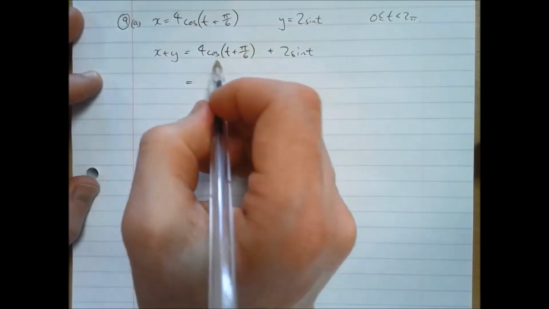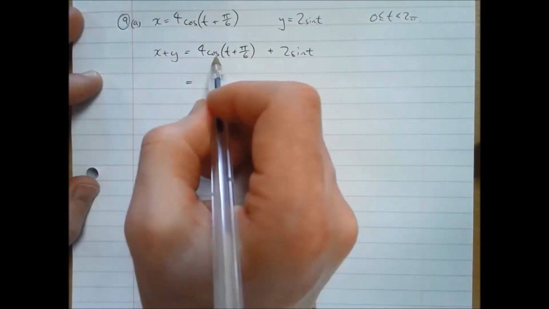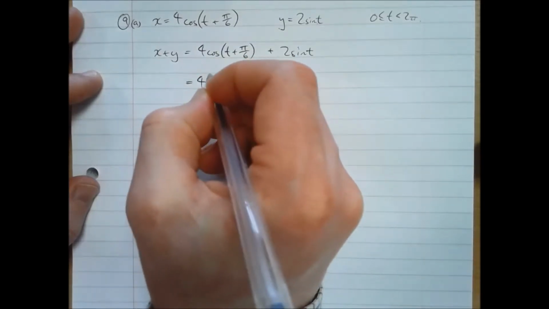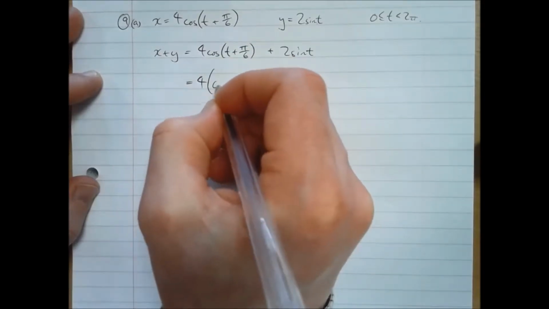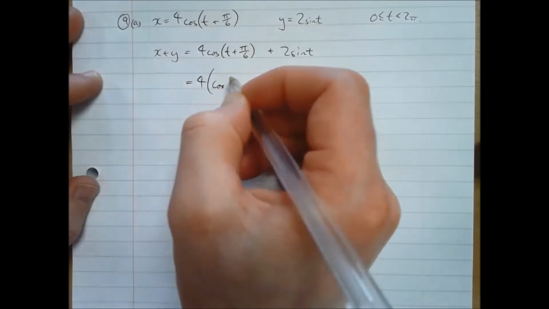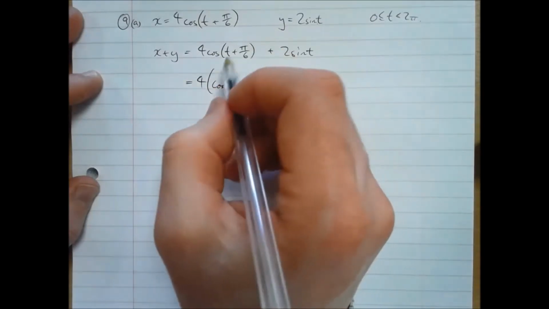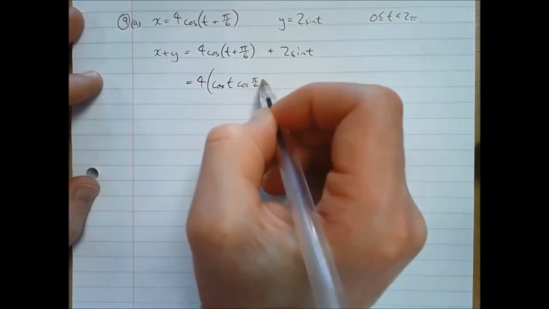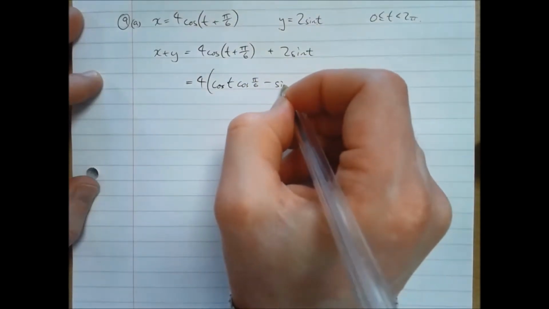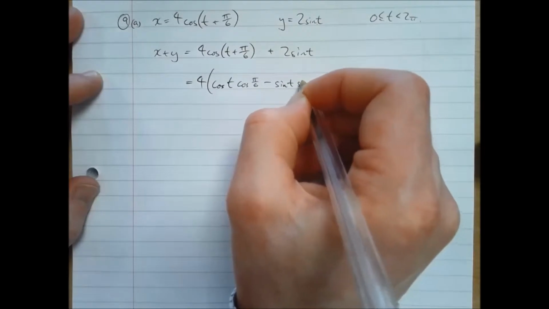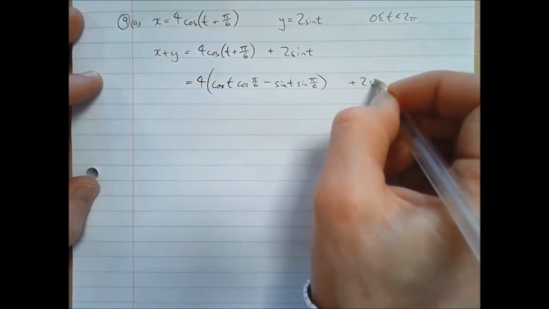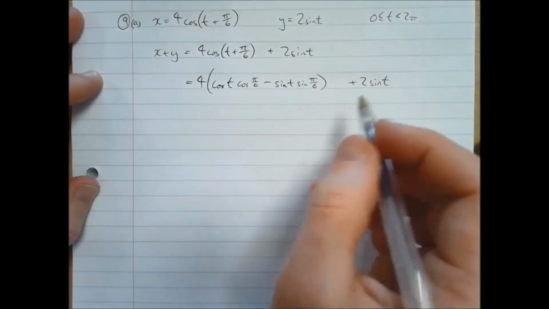Now here we've got the addition of t plus pi over 6, so we can expand this using the addition angle formula from the formula booklet. Okay, so that's cos A cos B minus sin A sin B. So cos of t times cos of pi over 6 minus sin of t sin of pi over 6. And then copy down the 2 sine t.